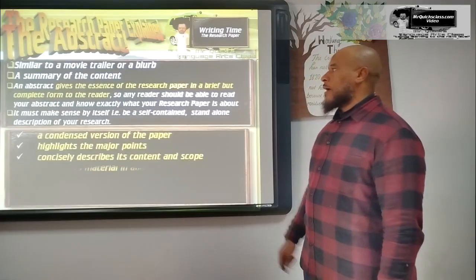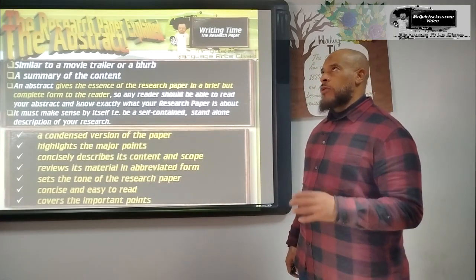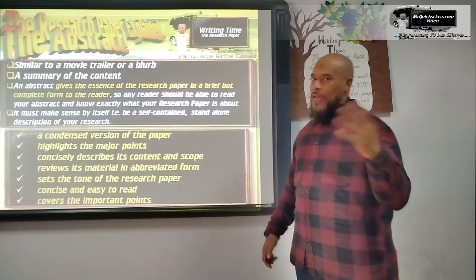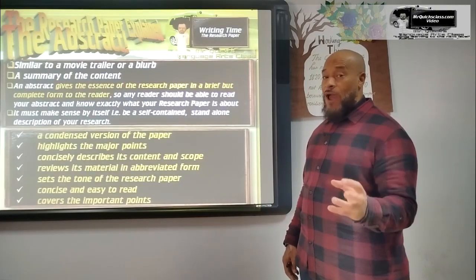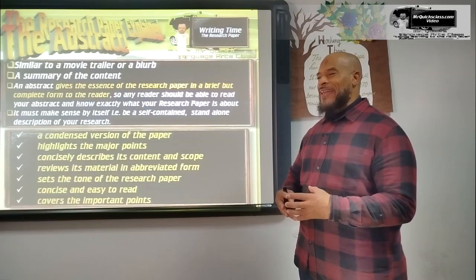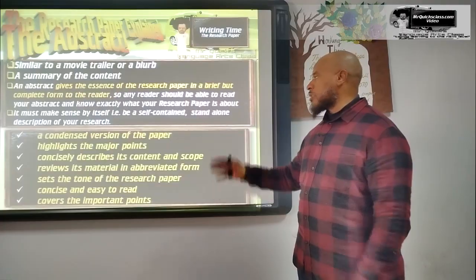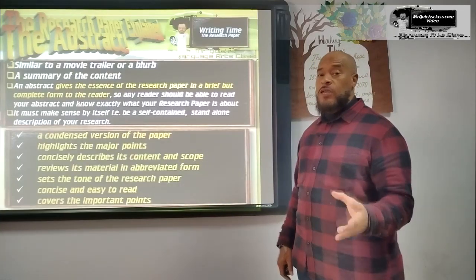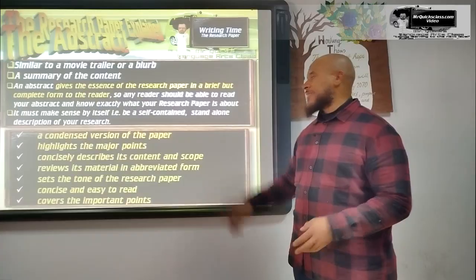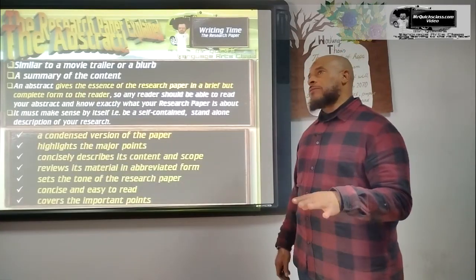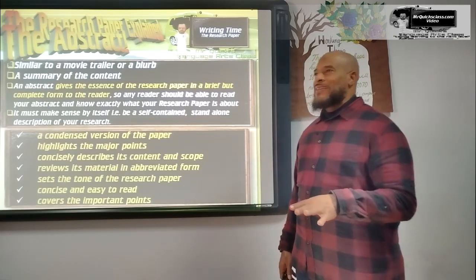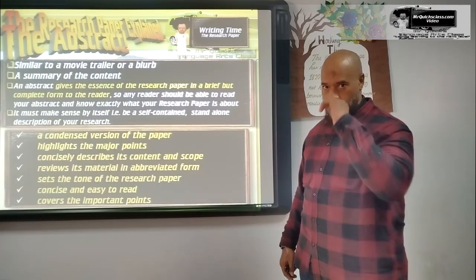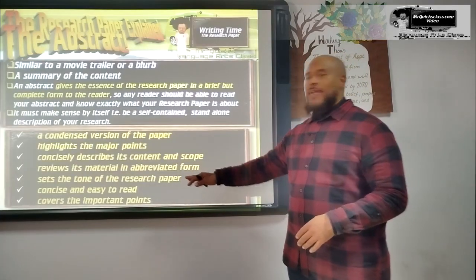So here are the points to consider when you're thinking about what an abstract is. It's a very condensed version of the paper. It just highlights the major points. It concisely describes, and concise means that you're not going into any detail, the content or the scope, meaning what you had to do in order to do the research. It reviews the material that you have in your research paper. It sets the tone of the research paper. It gives the reader an idea, not directly, of what your attitude is towards the topic that you have done the research on. It's supposed to be easy to read.